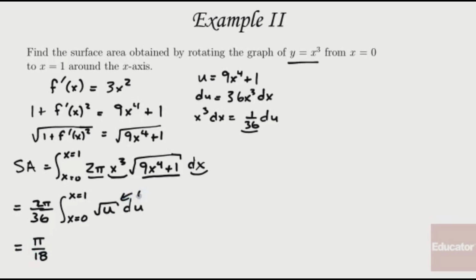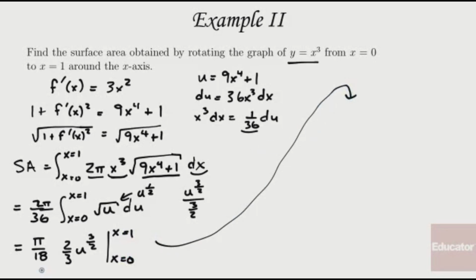The square root of u is the same as u to the 1/2. And if we integrate that, that integrates to u to the 3/2 divided by 3/2, or 2/3 u to the 3/2. And we're evaluating at this, not using u, but using x's from x equals 0 to x equals 1. So let's keep going with that. We still have a pi. 2/3, I can cancel that with the 18 to get 9 here and a 1 there. So pi over 27.